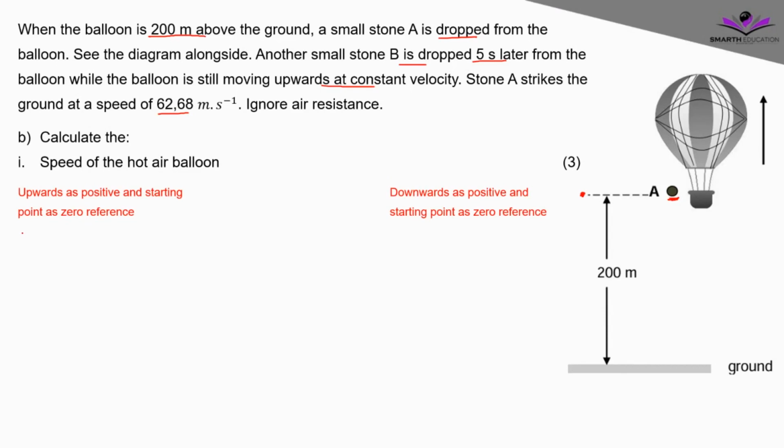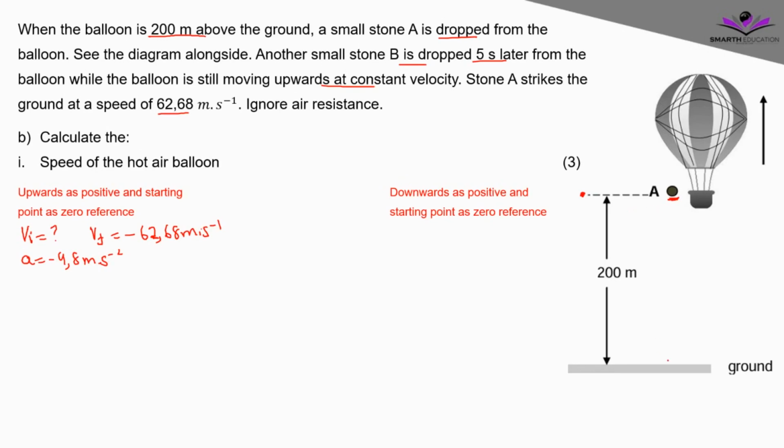We have the initial velocity; that's what we're looking for. And then we have the final velocity. We're taking upwards as positive, so the final velocity is going to be negative 62.68 meters per second. What else do we have? We have acceleration. Upwards is positive, so acceleration is negative 9.8 meters per second squared.